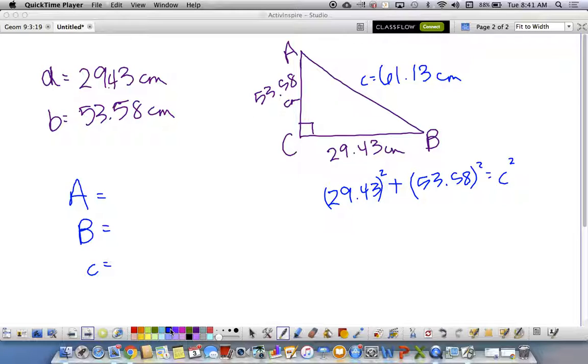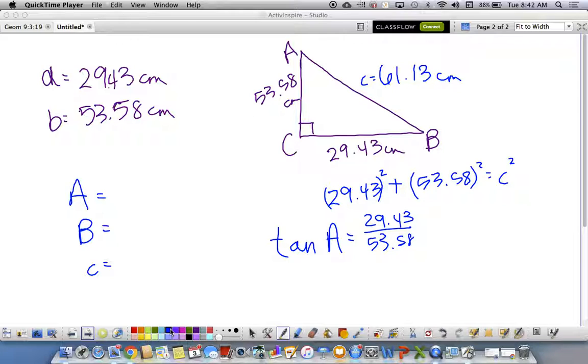How are you going to find angles? Did everybody round that number? Yes. So if I wanted to find angle A, how can you find angle A without using the number you just rounded? Tangent, because you have an opposite and an adjacent. So can we say tangent A equals 29.43 divided by 53.58?